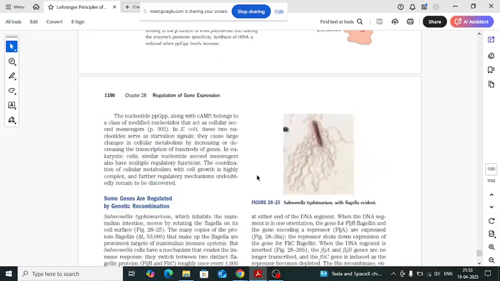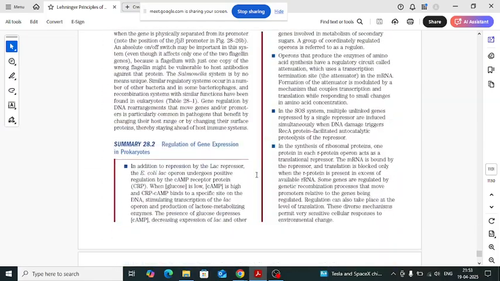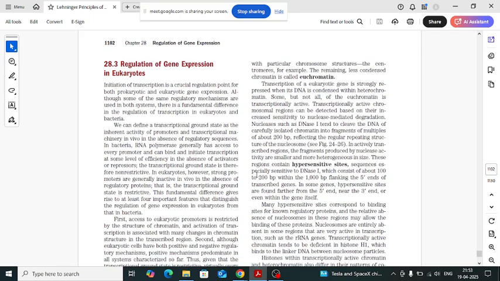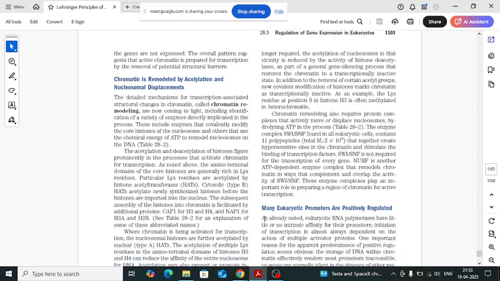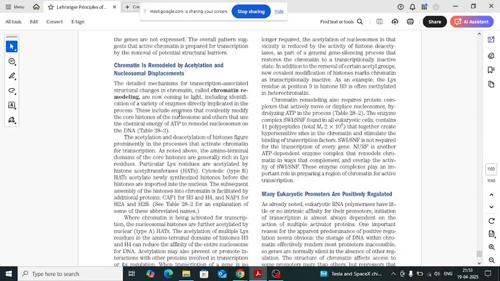So till now we have discussed the regulation of gene expression in prokaryotes. After that we will discuss the regulation of gene expression in eukaryotes, right? So in eukaryotes, chromatin, as I told you earlier, is remodeled by acetylation and nucleosomal displacement, right? Along with the chromosome there is the histone protein, which is bound with the chromosome, and there are histone modifications which play some roles in regulating transcription, right?